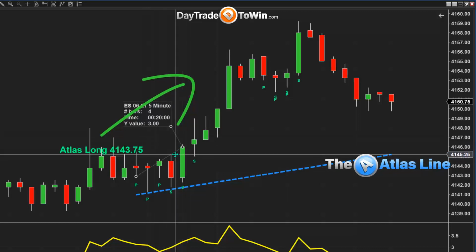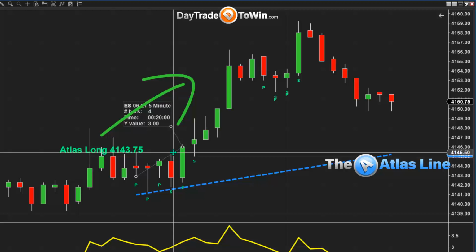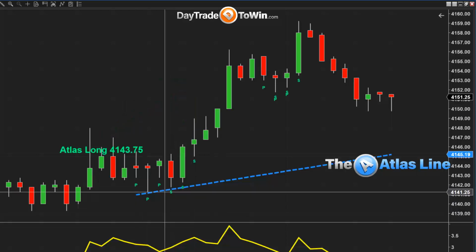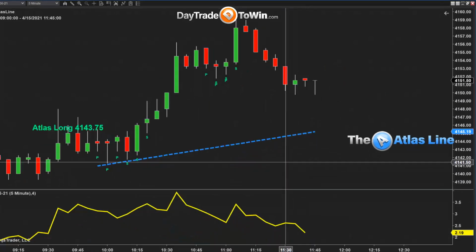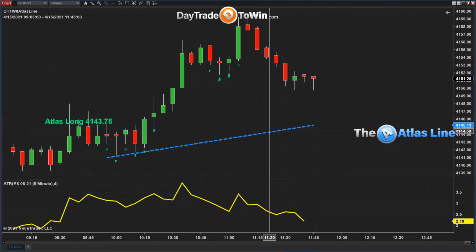So that's just something to consider as a specific target, and also you should have a stop that's relative to the current conditions. Don't use a very big stop. And we have these strength trades and pullback trades, and here we are right now currently in the market. So this is for the Atlas line.